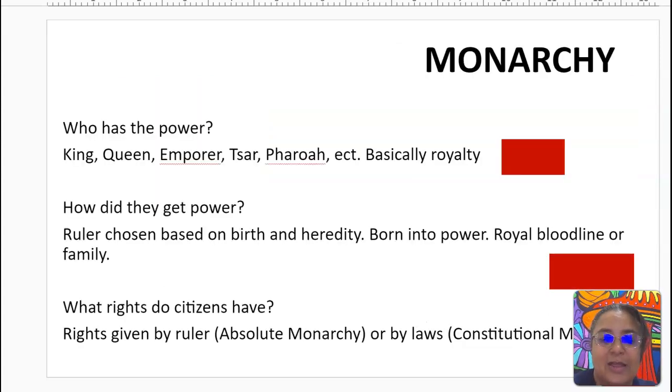Monarchy: who has the power? The king, the queen, the emperor, the czar, the pharaoh, etc. Basically royalty. How did they get the power? Well, the rulers were chosen based on birth and heredity. They were born into power, royal bloodline, or family. What rights do citizens have? Rights given by the ruler, the absolute monarchy, or by laws, constitutional monarchy.